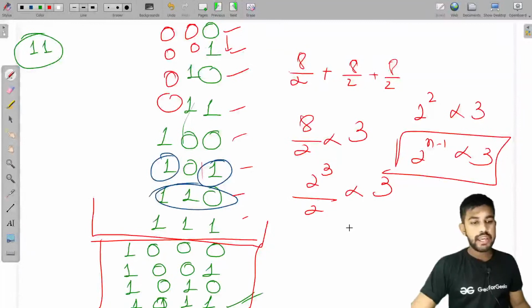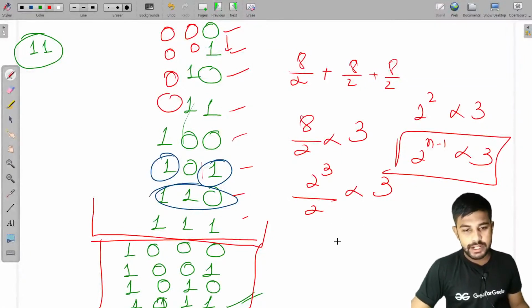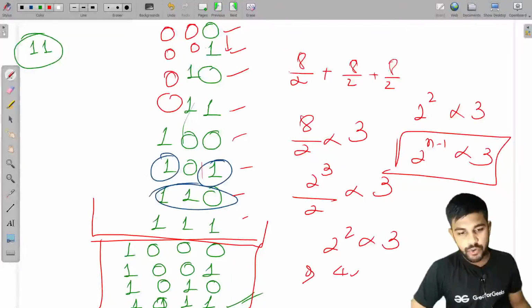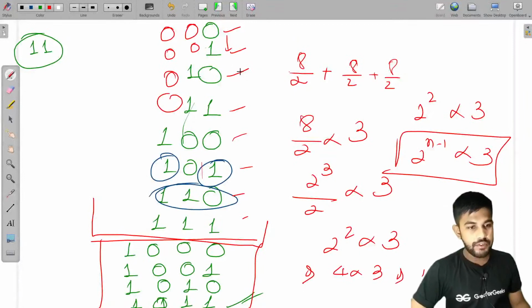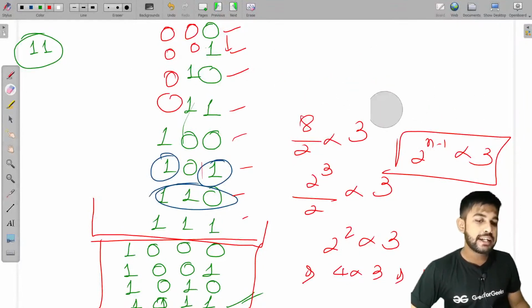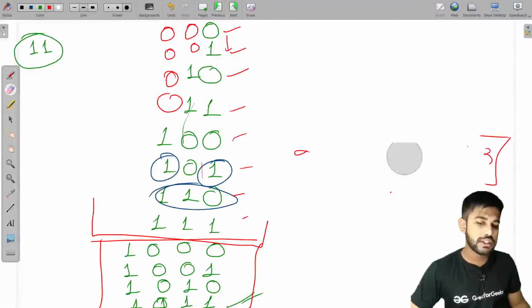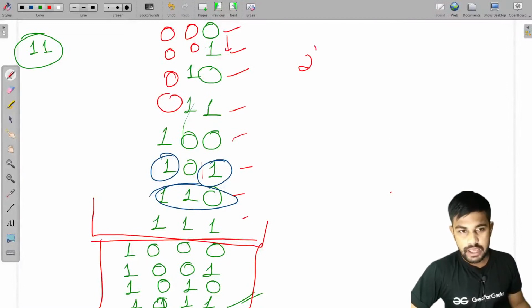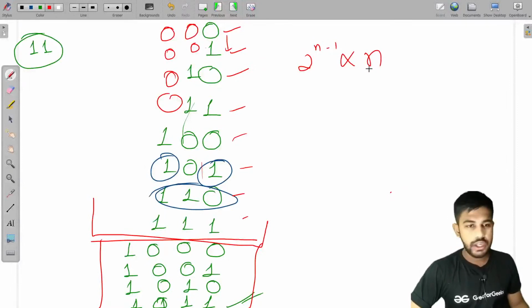Okay. So we can see how many numbers we have. We have total 2 to the power 2 multiplied with 3, that is 4 into 3, that is 12. So we have 4, 4, 4, that is 12 itself. So we can see that for the highest power of 2 till this point, we can calculate the value as 2 to the power n minus 1 multiplied with n. Okay, good to go.